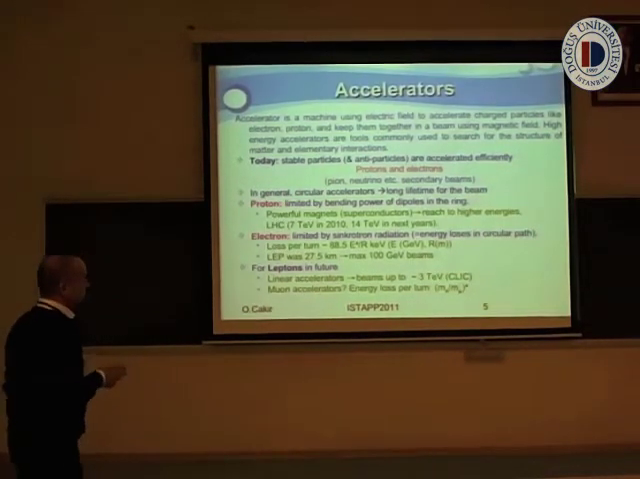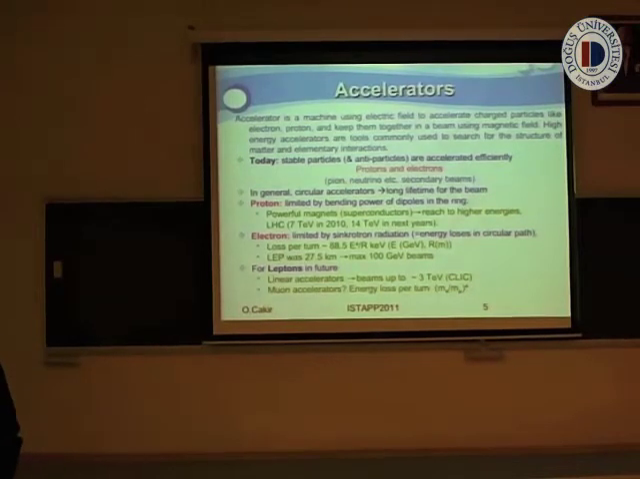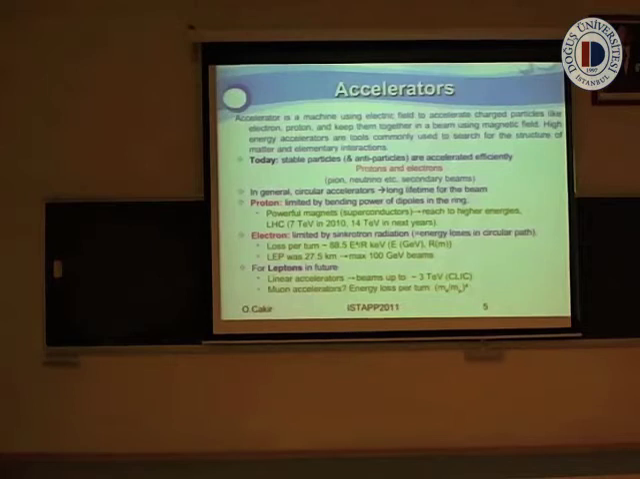Today, we accelerate stable particles, for example, protons and electrons. Proton has a plus sign, electron a minus sign. According to this charge, we have to set the accelerator parts according to this charge assignment. Pions, neutrinos, etc., are the secondary beams. We can obtain a neutrino beam, for example, from an accelerator. But how? First, we have to accelerate a charged particle. Then we have to hit this on a target. Then we can obtain the secondary particles. And we can also keep them as a beam.